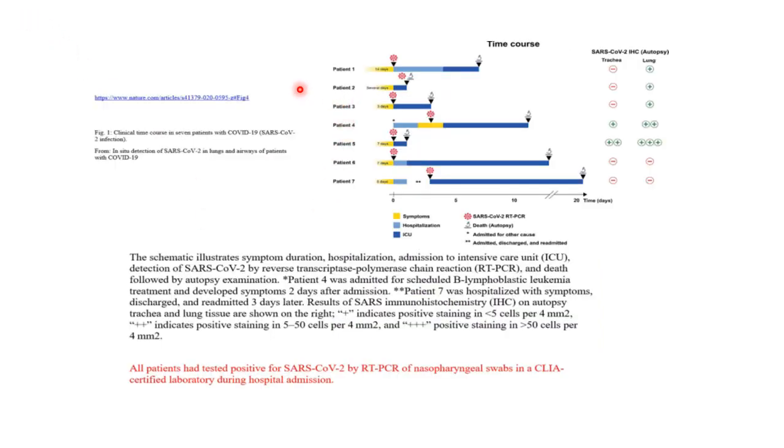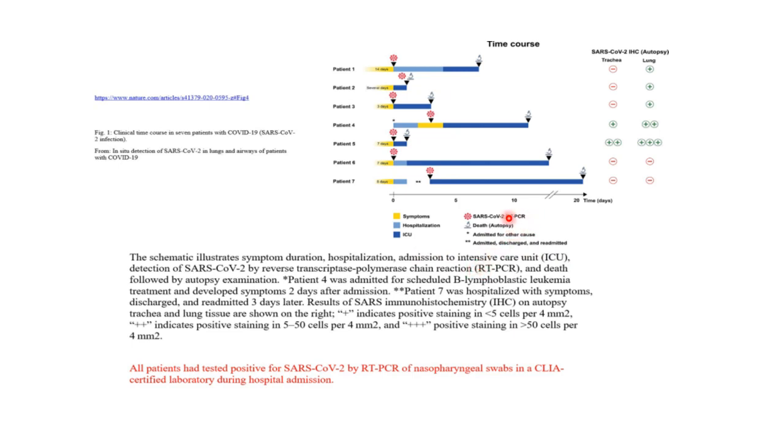This is a timeline of some patients who died of COVID-19. And the thing to note is, all of these patients had tested positive for SARS-CoV-2. And at death, you've got patients 1 to 5 which are positive for SARS-CoV-2 in lungs, but 3 of these are negative in the trachea and 2 are positive in the trachea. And you've got 2 patients that are negative for SARS-CoV-2 in trachea and lungs.